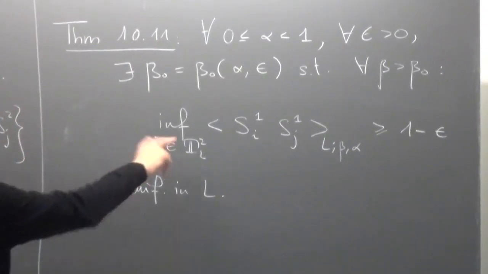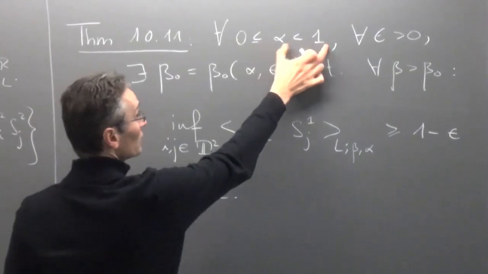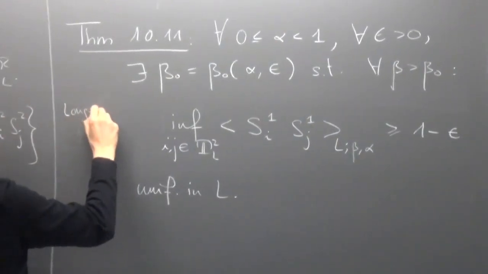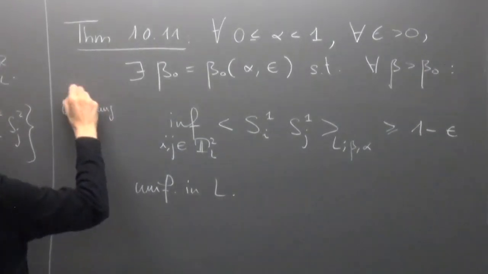So this shows that as soon as alpha is different from 1, as soon as alpha is smaller than 1, you have long range order. Orientational long range order.